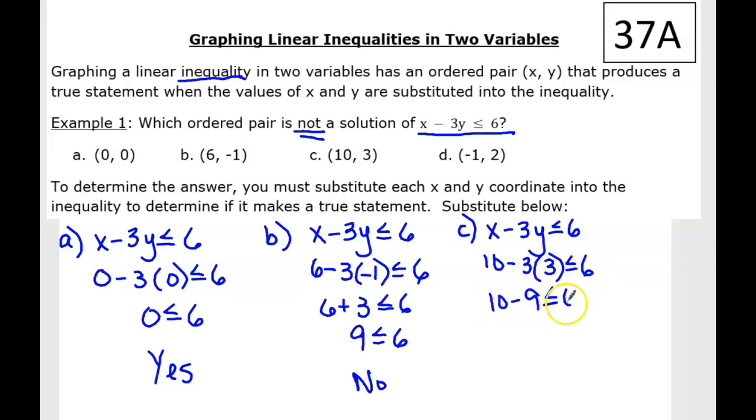10 minus 9, well, I get 1. That one's actually true, so this is a yes. That's a solution.